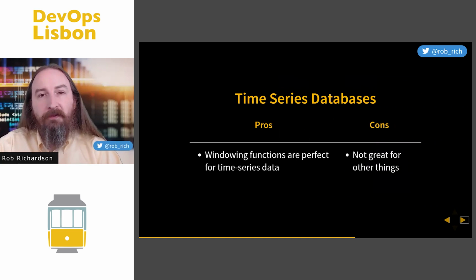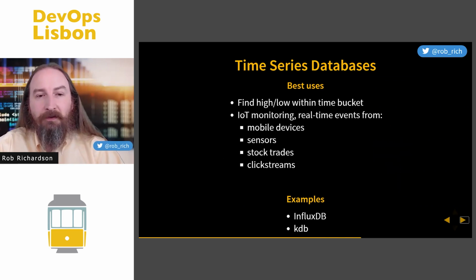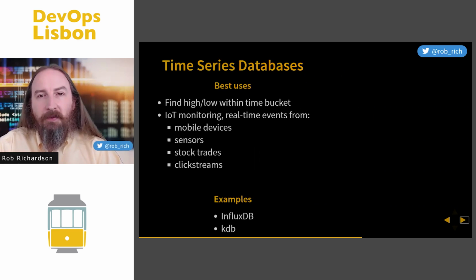Time series databases are great for building candlestick charts. Anything that's really focused on event and date. On the upside, windowing functions allow us to normalize the data for unusual events. On the downside, it's not great at other things. Here's some example of time series databases. It's great if we're processing very specifically time-centric data. So mobile devices, sensors, stock trades, things that are very time-centric might work really well in a time series database.